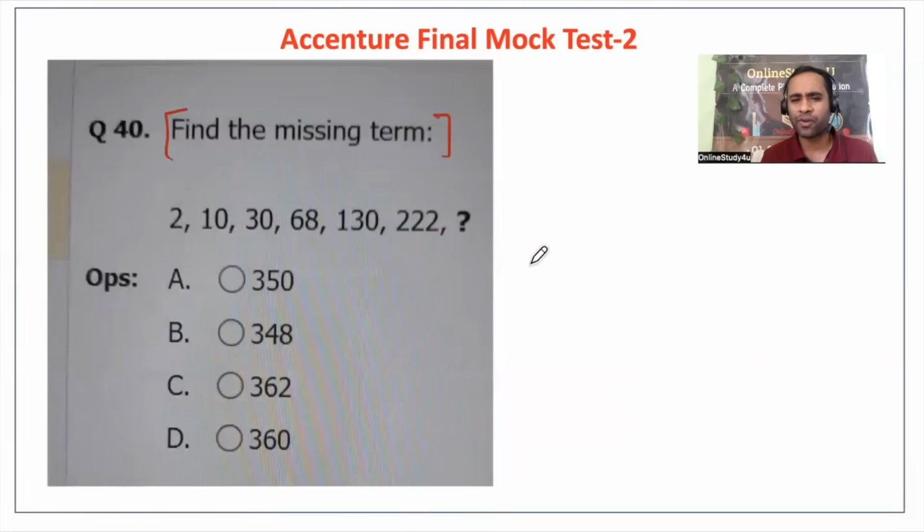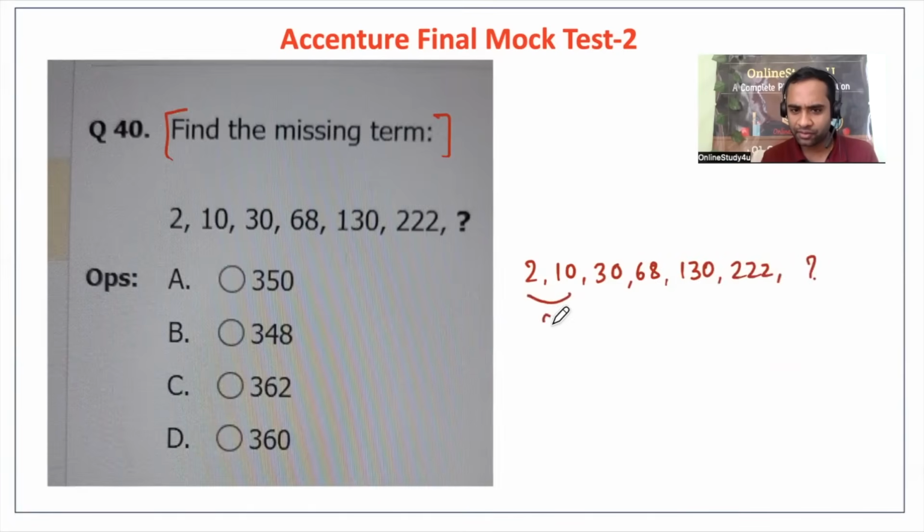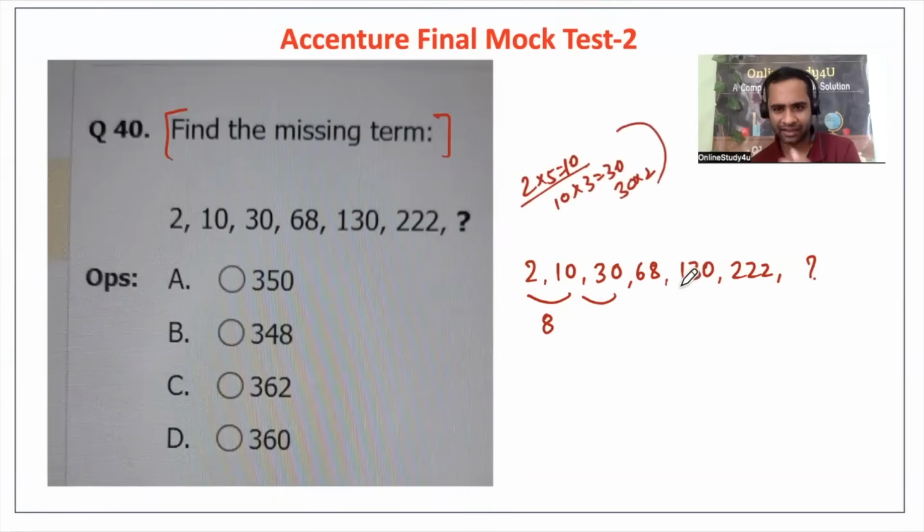So friends, there are a lot of questions based on the missing term. So 2, 10, 30, 68, 130, 222, and then what? Okay, let us take the difference. So the difference is 8. See, the first thing we think about is multiplication, because the numbers are becoming bigger and bigger. But 2 into 5 is 10, and then 10 into 3 is 30, and then 30 into 2. So this is going in a different direction altogether. So definitely multiplication cannot work here.